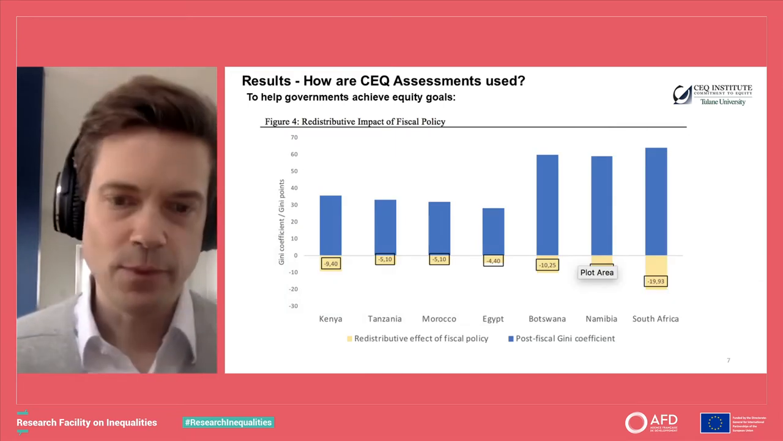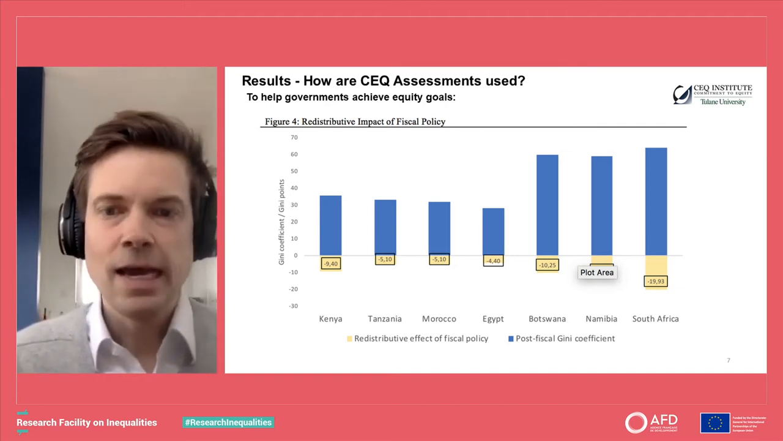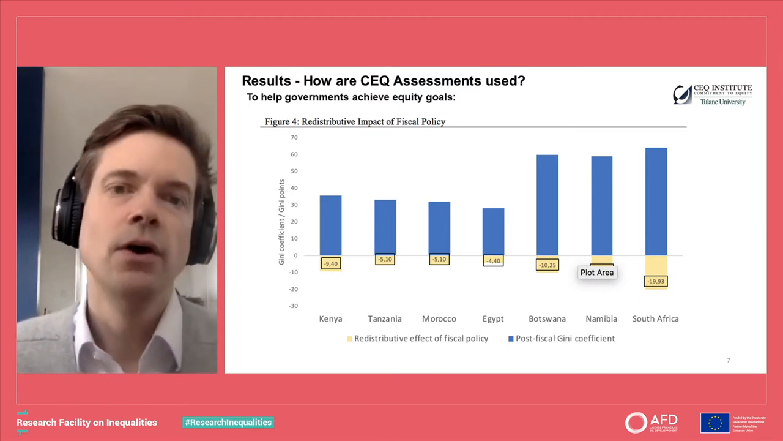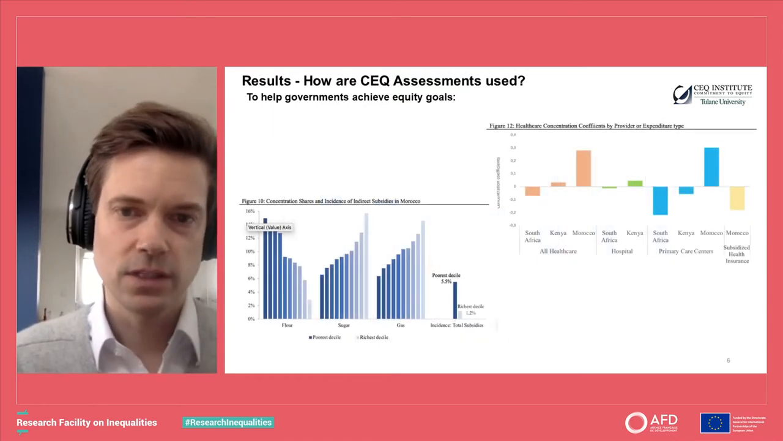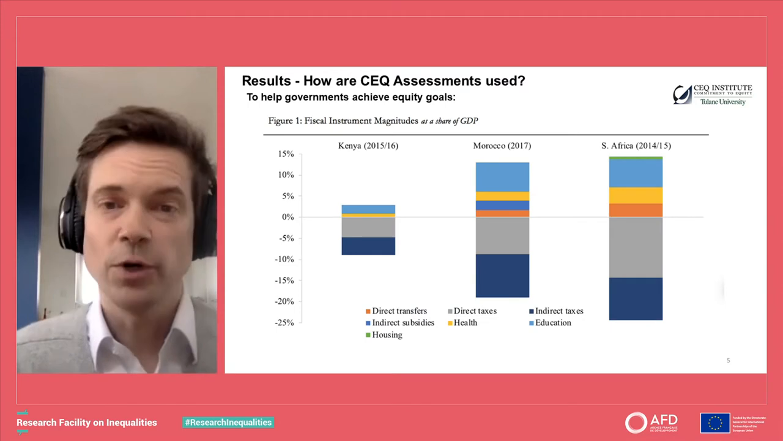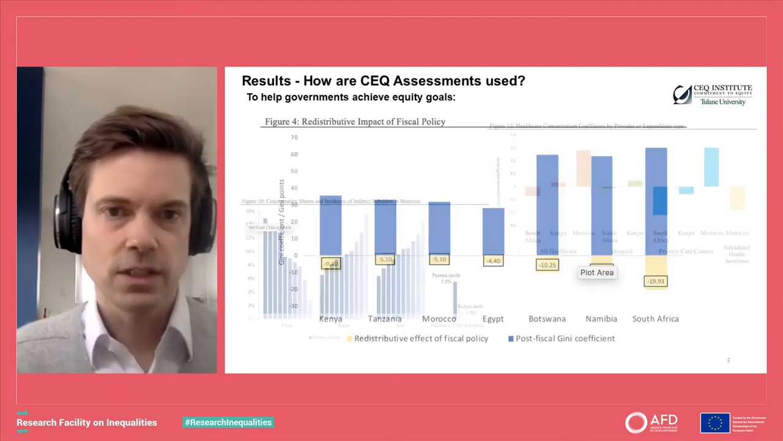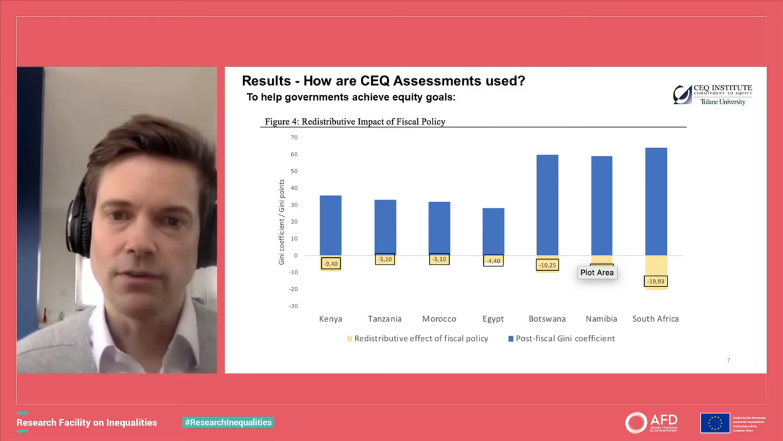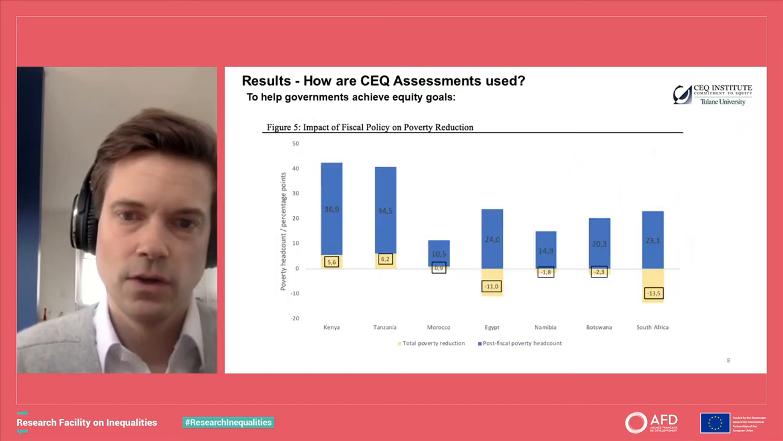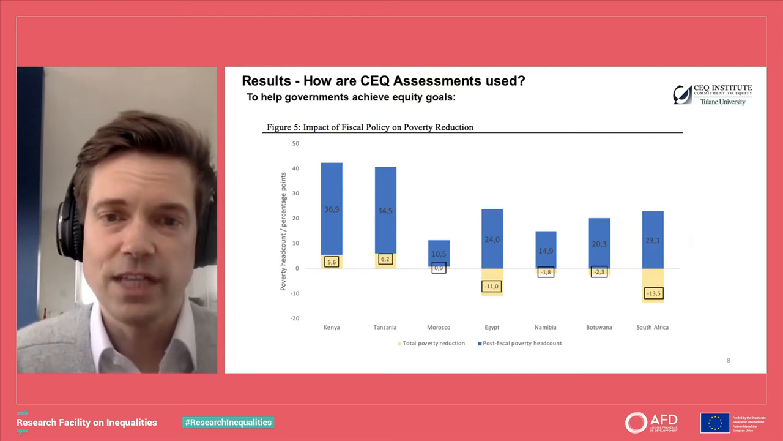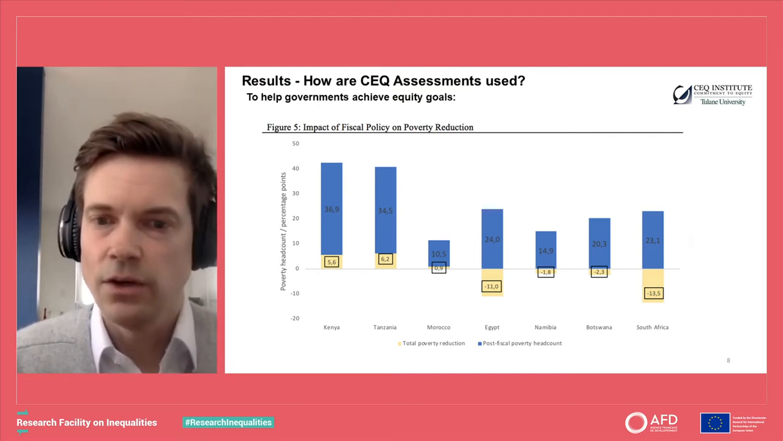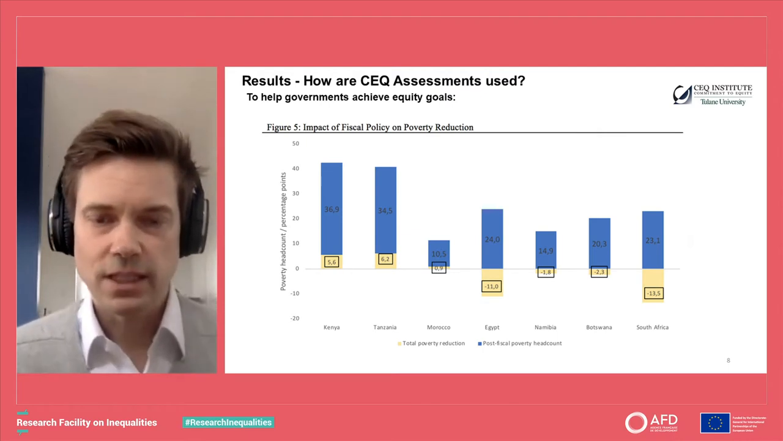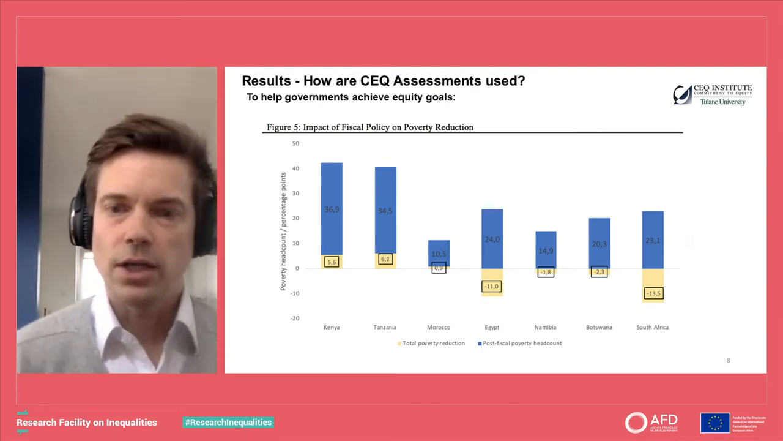Here are the same three countries, Kenya, Morocco, and South Africa, as well as some comparator countries. This graph puts into perspective how these fiscal instruments in Kenya, Morocco, and South Africa, and the allocation of those fiscal instruments to households and individuals, change the levels of inequality in this graph, as well as the levels of poverty that exist in those same countries. What impact those fiscal items have on inequality and poverty.